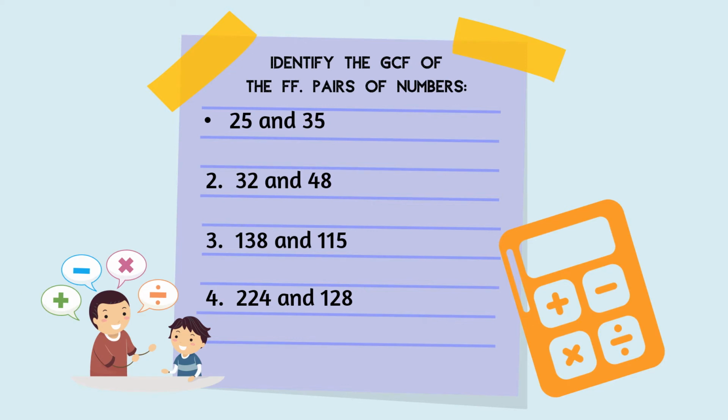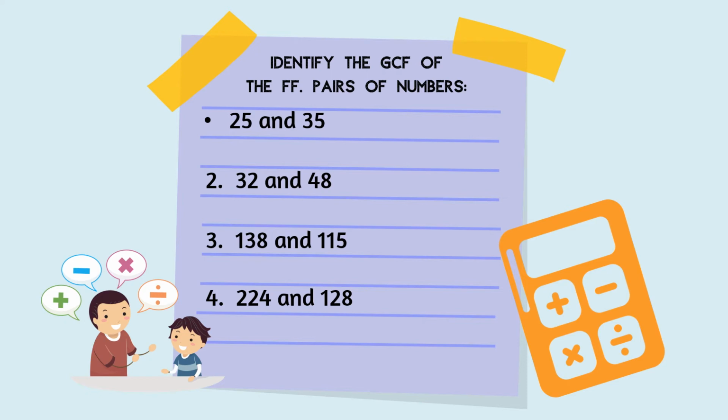So, let's have the following. For this part naman, ang gagawin natin is to identify the GCF of the following pairs of numbers. So, ano nga ba ibig sabihin ng GCF? Okay, so that is the greatest common factor. Hahanap tayo ng pinakamalaking number na pwede nating ipanghati sa 25 at sa 35. Okay? So, ano kaya yung greatest common factor nila? Paano natin hahanapin yun?